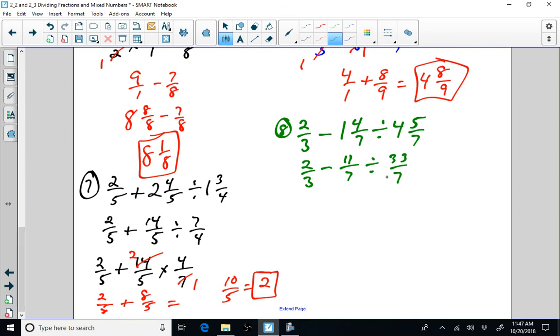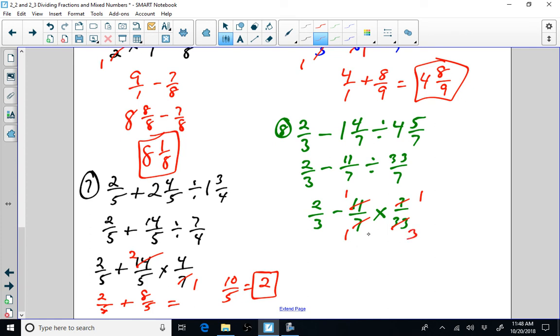Then I want to change that division to multiplication, and so we will multiply by the reciprocal. Recopy the 2/3 minus 11 over 7. Division becomes multiplication. 33 over 7 becomes 7 over 33. I divide out where I can. I can divide out the 7s by 7. They become 1s. Divide out the 11 by 11. That becomes 1. 33 divided by 11 is going to be 3.